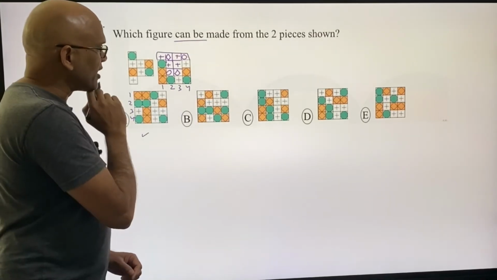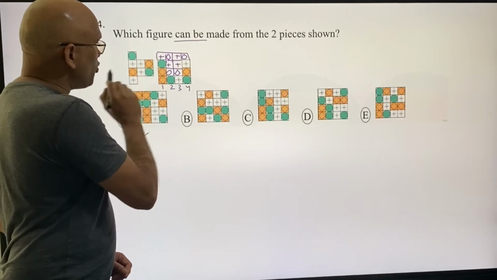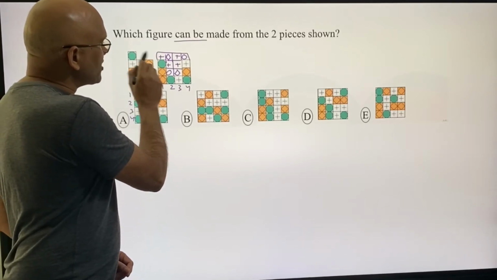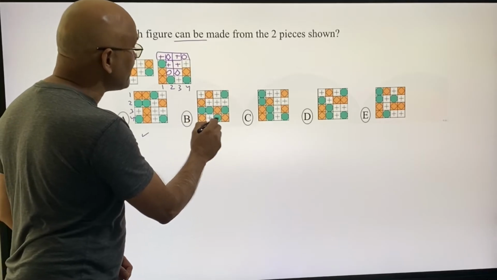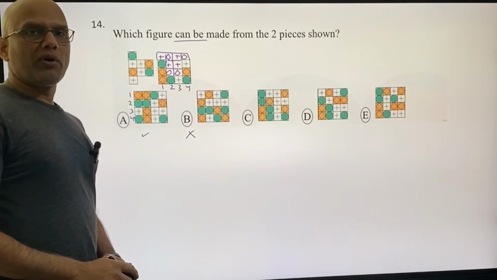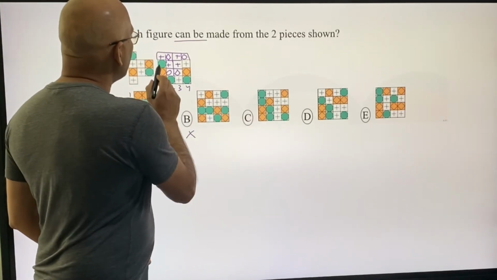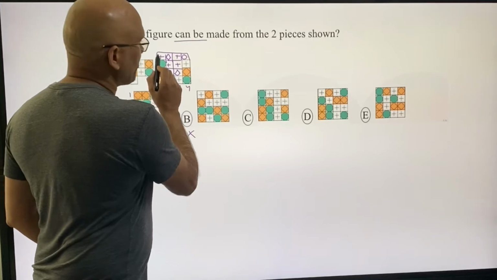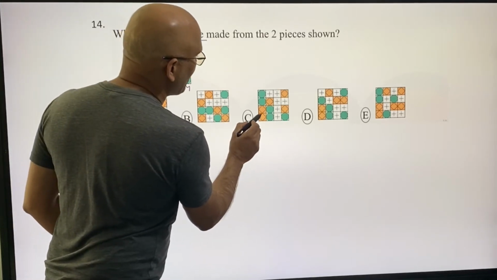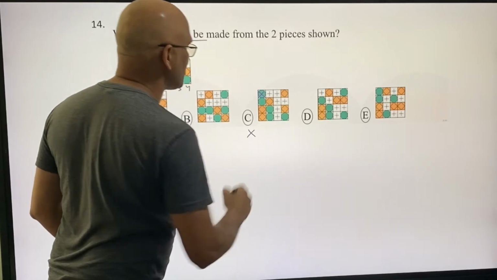Okay. Now let me check this. So let me try to match first the column 1. So diamond, diamond, plus, circle, diamond. I can't even see a diamond, diamond together. So this is not going to work. Now let's try this. See, again, diamond, diamond, circle, plus. There is one diamond, diamond, circle, plus. So this doesn't even match. So C is not going to work.